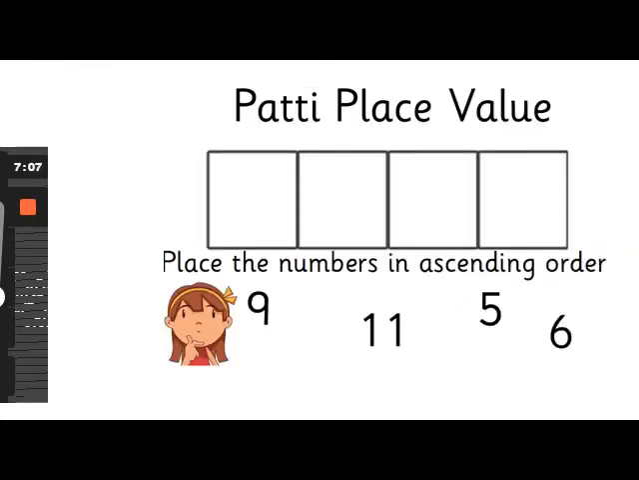Now we are on to Patti's place value. So I would like you to put these numbers in ascending order. That means they're going to start at the smallest number, it's going to get bigger. That's what ascending means. So we have got the numbers 9, 11, 5 and 6. So you're going to want to start with the smallest number. Have a think what that could be.